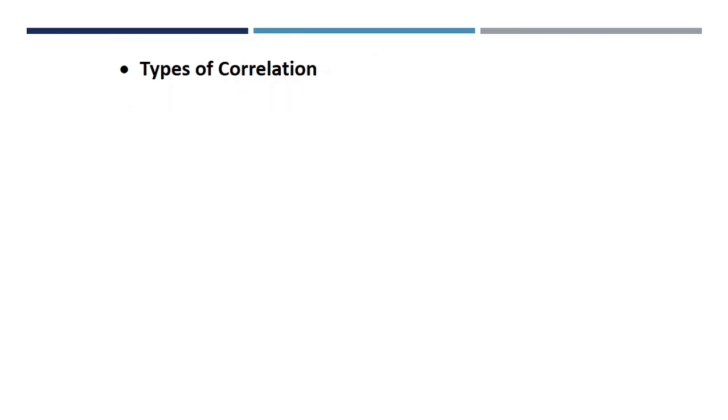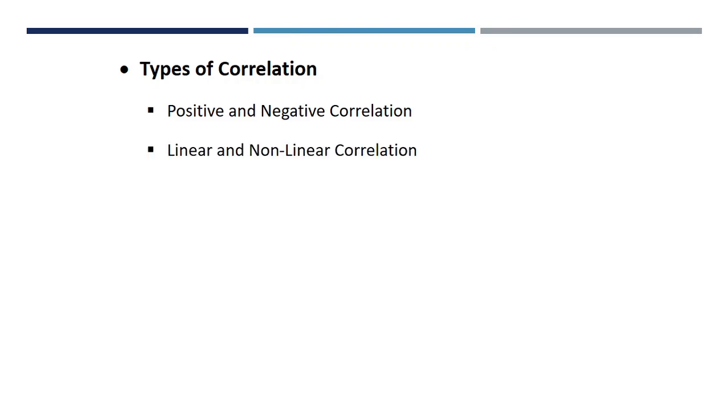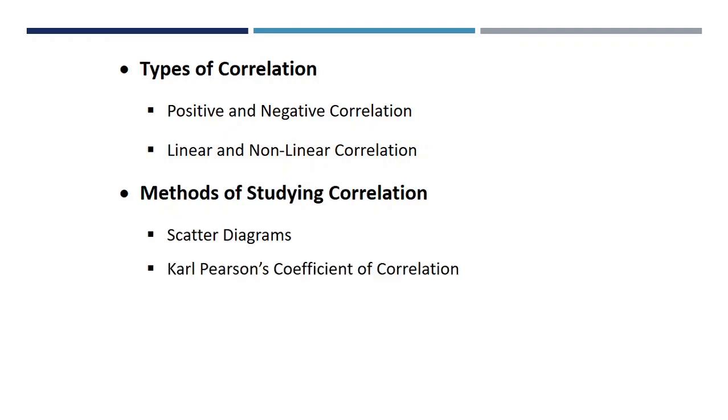In the previous session, we have already seen different types of correlation like positive and negative correlation and linear and non-linear correlation. And methods of studying correlation also we have seen: scatter diagrams, Karlpearson's coefficient of correlation and Spearman's rank correlation.